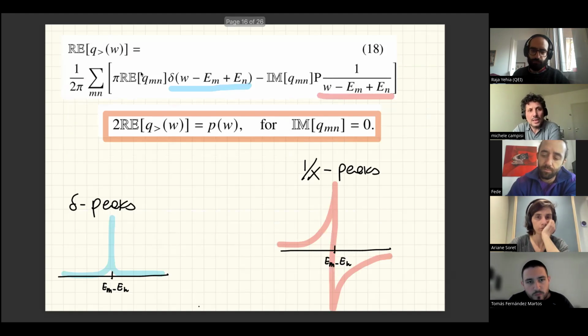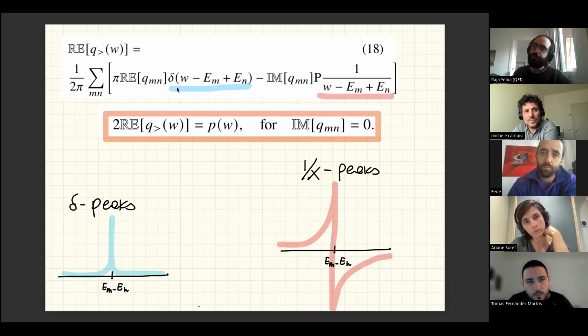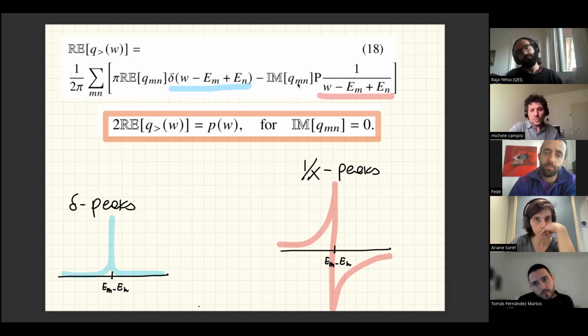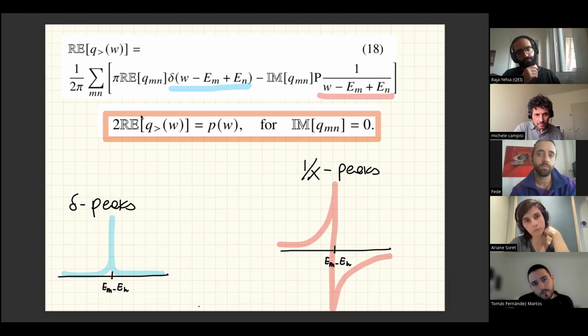So now, for example, you can take the real part of this half anti-Fourier transform. It's written here. Again, it's a double sum of deltas and 1 over x peaks, where the deltas are weighted by the real part of the QMN, and the 1 over x peaks are weighted by the imaginary part of your QMN. Okay, so in particular, when rho commutes with H, so when your initial state commutes with your unperturbed Hamiltonian, these QMN are real, and in fact, they are equal to the joint probabilities of the TPM scheme. And then two times the real part of this half anti-Fourier transform is in fact the work probability distribution that you are after.